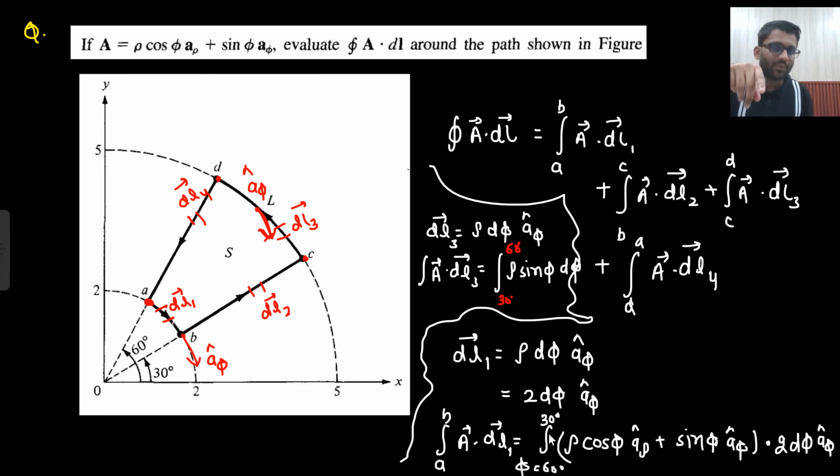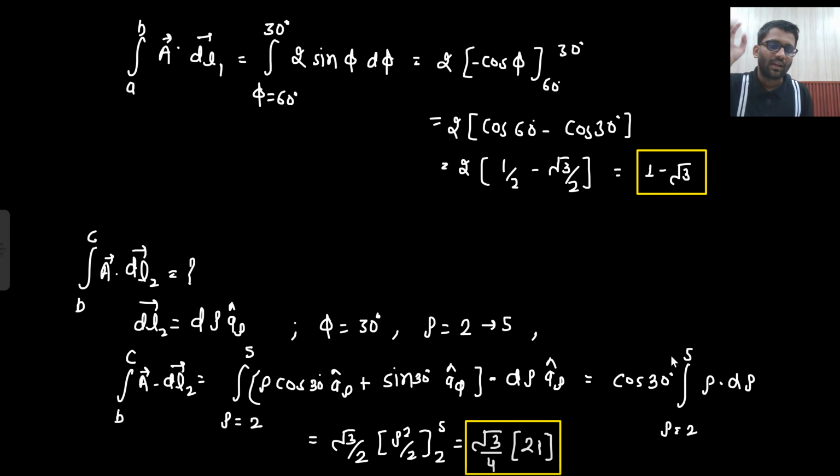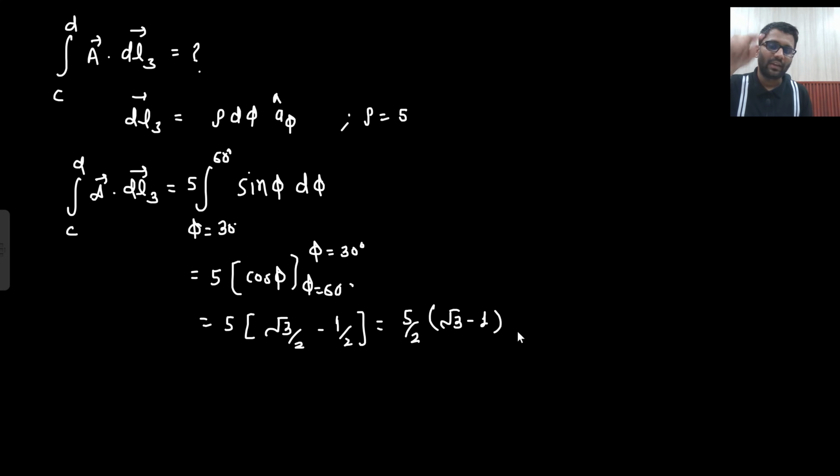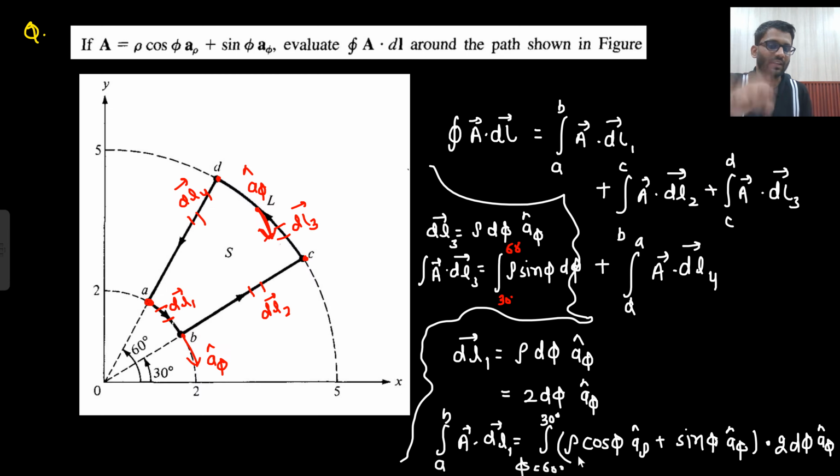Here the limit was 60 to 30. The answer became 1 minus root 3. It was negative. Here the answer is becoming positive. Are you getting this point? So the limit will compensate the sign. Here I proved it as well.